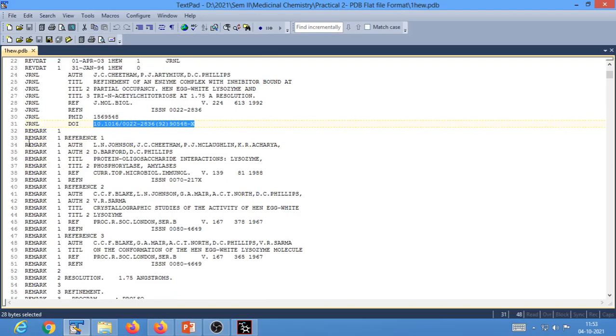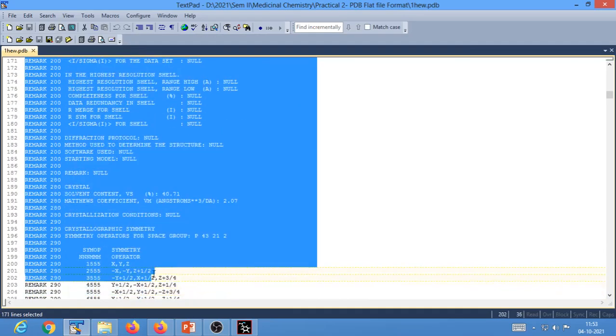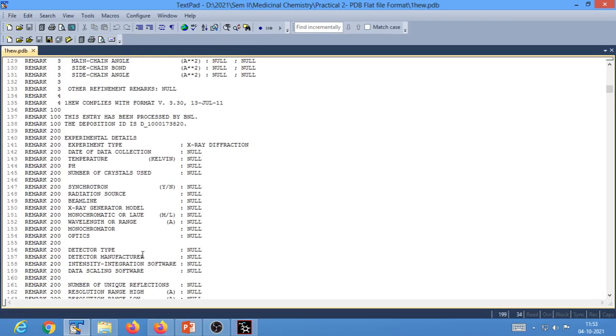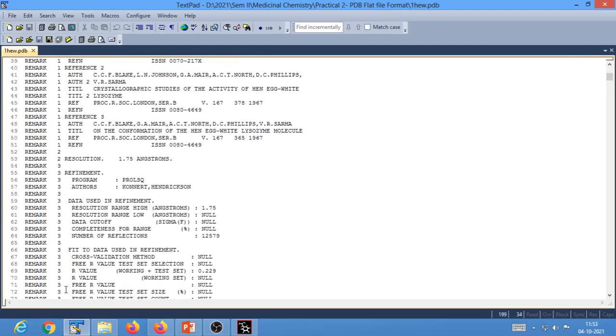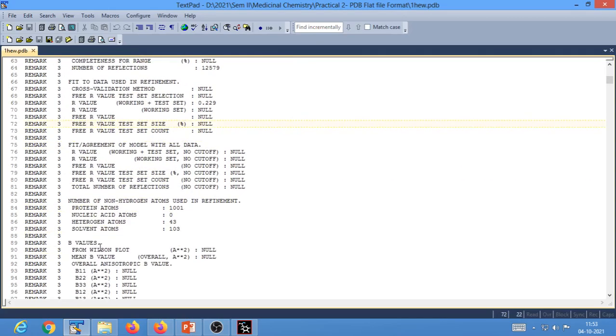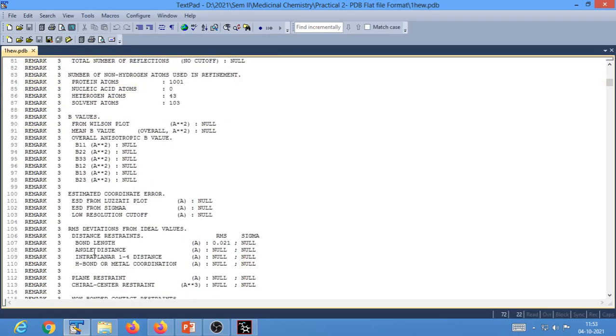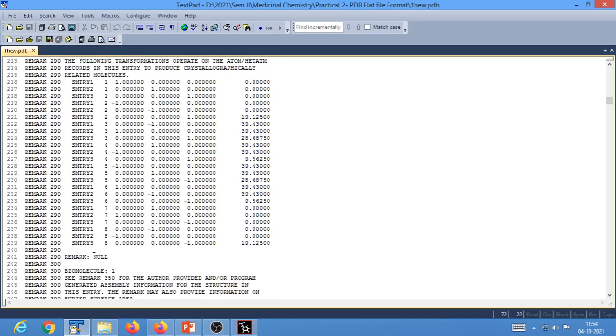Then you have got a very big chunk of REMARK lines. I won't go into more detail of what remarks might be there. It is completely dependent on what remarks the author wants to give. Remark lines are usually given to share the experimental observations, like how they calculated the R value and R free value, for example what was the size of the crystal, and what was the type of the crystal, and so on and so forth. We won't go into more detail of this remark.